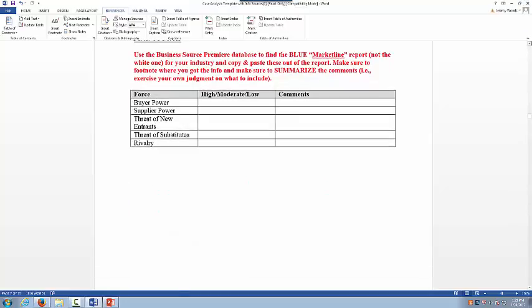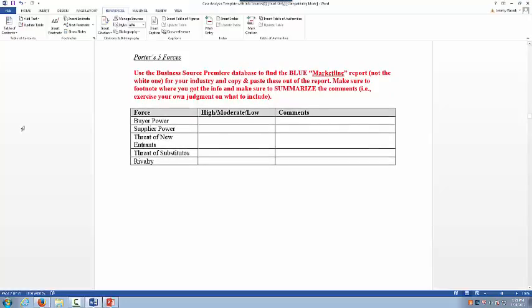Porter's 5 forces. Again, you're going to go to a certain database called Business Source Premier. You're going to go to the proper section of the report that you find in that database on your company's industry, and you're going to copy and paste information on each of these 5 forces. We'll talk about that, and I'll show you how to do it in the lecture that we get to on that topic.